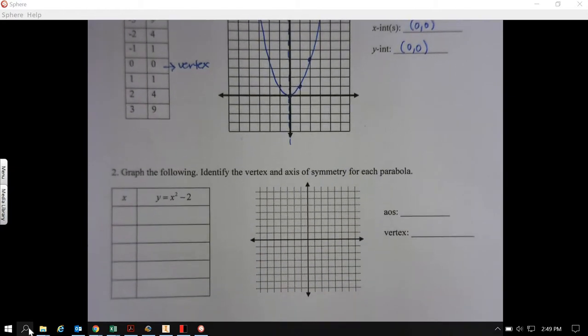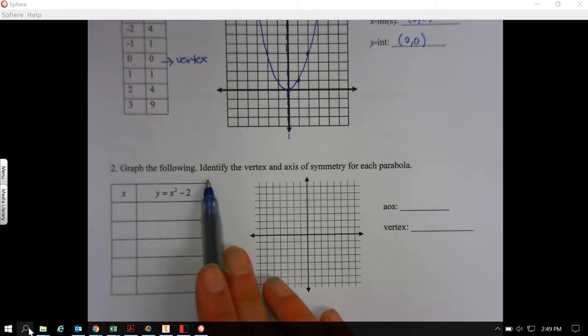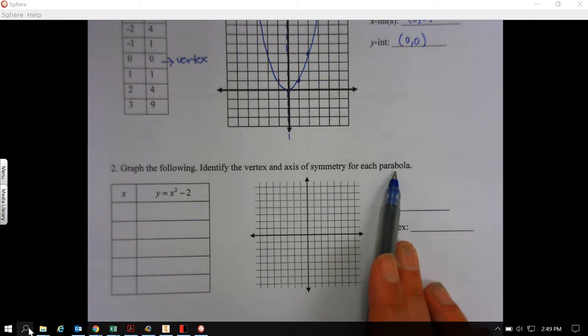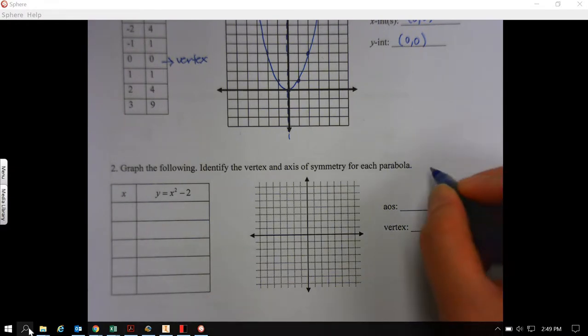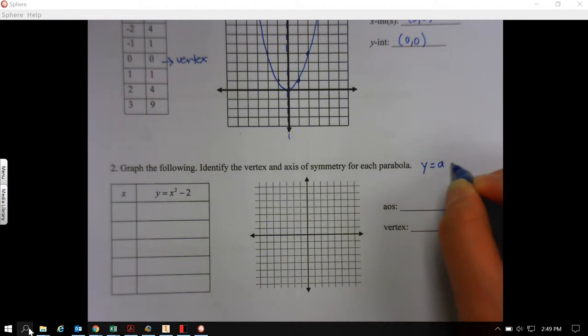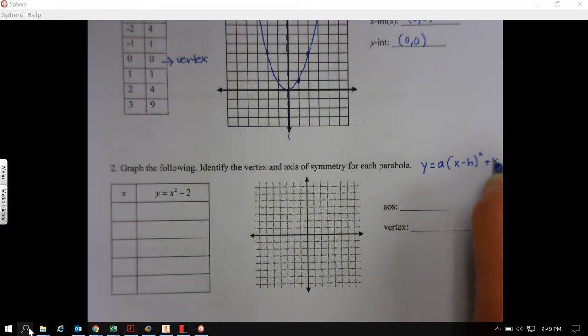On problem number 2, we're going to graph the following. It says identify the vertex and axis of symmetry again. We have blanks for the x's that we need to fill in, and the equation that we're graphing is x squared minus 2. In general, the forms of quadratic equations in vertex form, which is what we're doing, are y equals a times x minus h squared plus k.